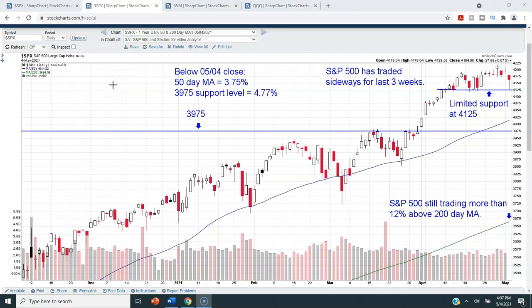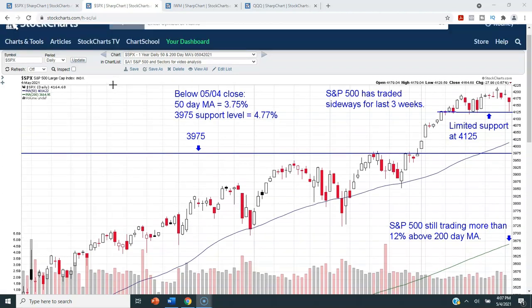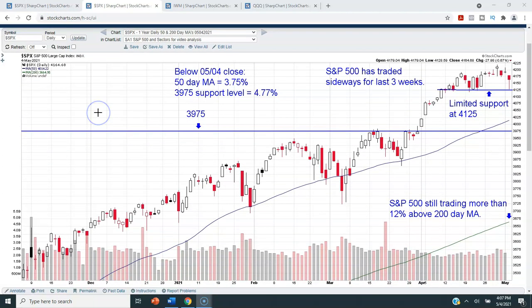Today we will be doing technical analysis on the stock market for Tuesday, May 4th, 2021. And for this analysis, we will be using stockcharts.com.